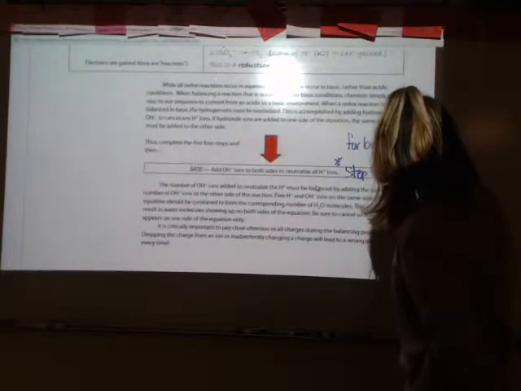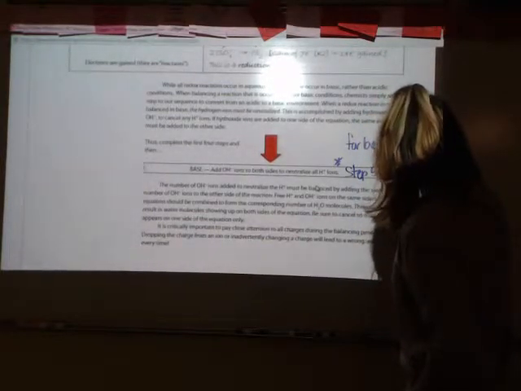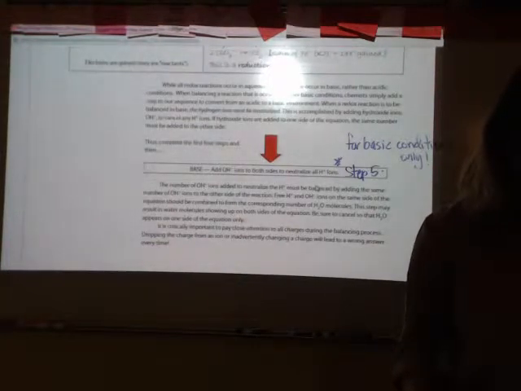Star this one. This is for basic conditions only. When you have basic conditions, you have to add hydroxide ions to both sides to neutralize all the hydrogen ions that had been added. And then we'll combine them to make water. Instead of outlining these details in the reading, I'm just going to show you in a sample problem because it makes a lot more sense.